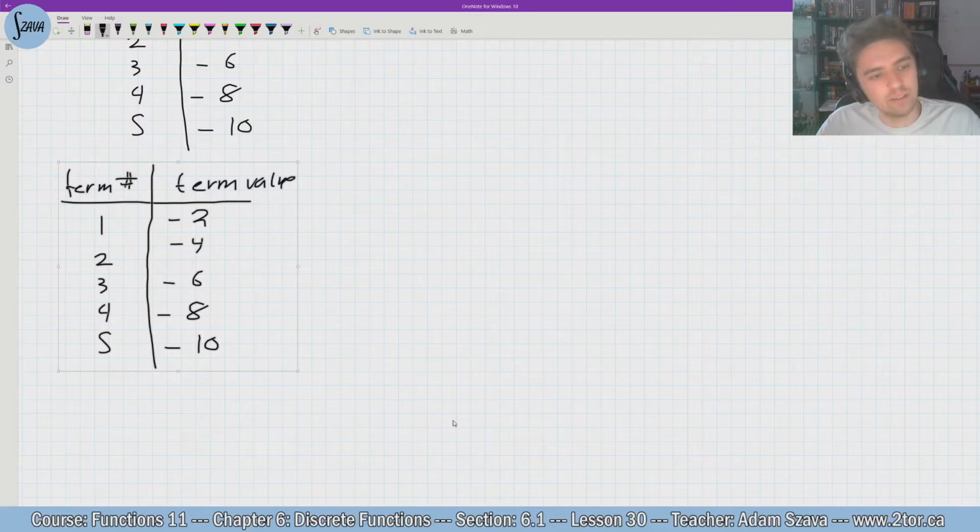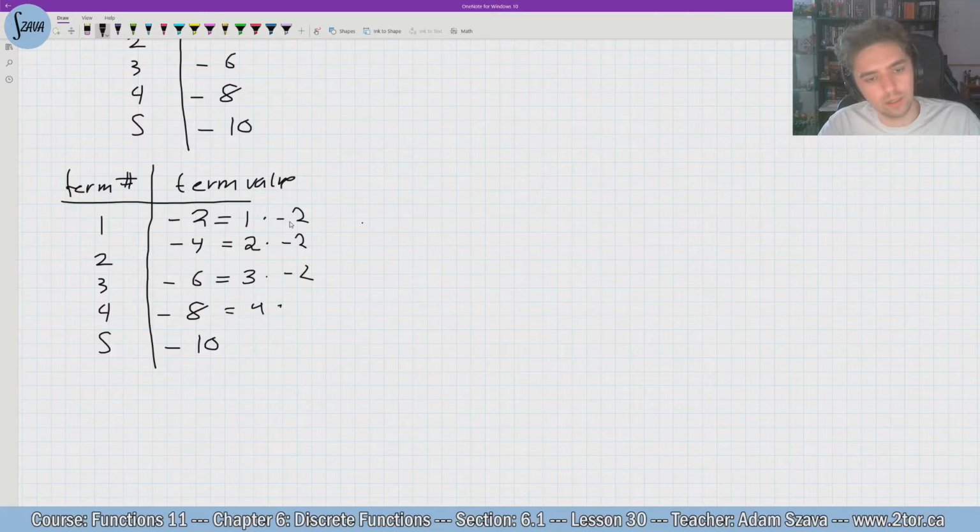But they're all negative. So what if I say that this is equal to the term number times negative 2? Okay, what about this one? This is the term number times negative 2. That is true. The term number times negative 2. And once again, the term number times negative 2.